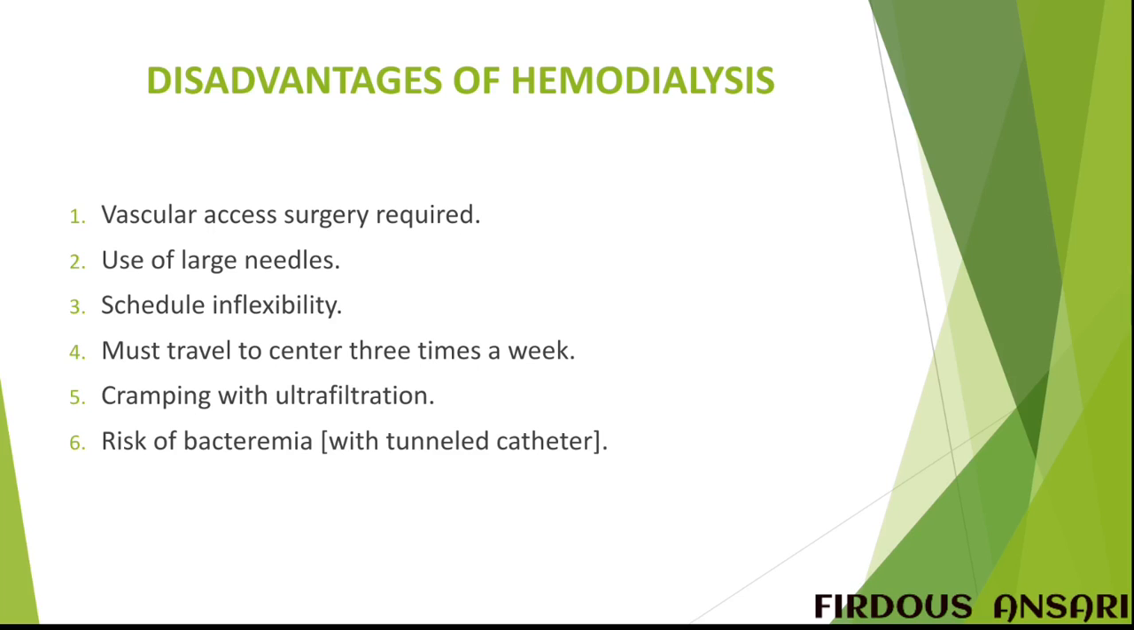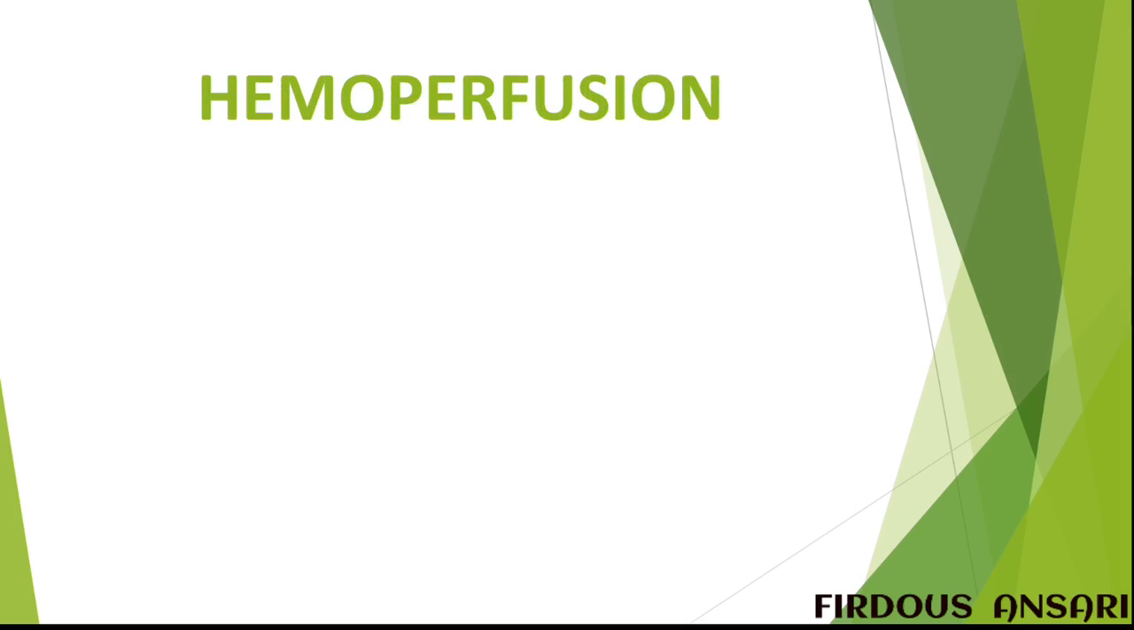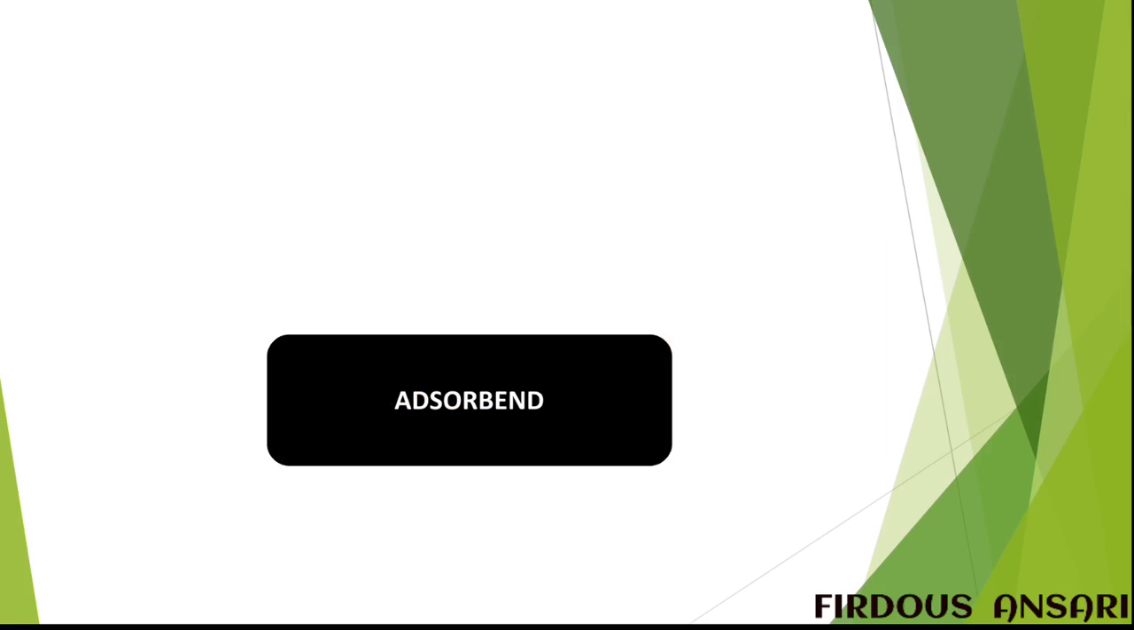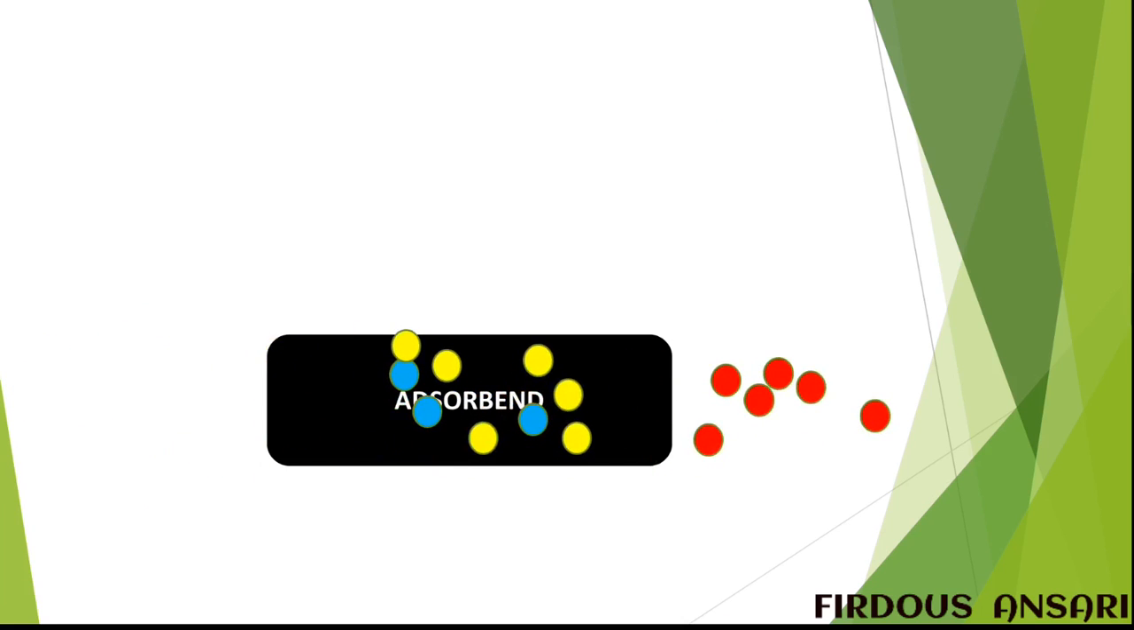Next, we'll check out another method of extracorporeal removal of drug, and that is hemoperfusion. Hemoperfusion is the process of removing drug by passing the blood from the patient through an adsorbent material and back to the patient. So here no semi-permeable membrane is used, but an adsorbent material will be used and the impurity will get adsorbed. Because the drug molecules in the blood are in direct contact with the adsorbent material, any molecule that has great affinity for the adsorbent material will be removed.